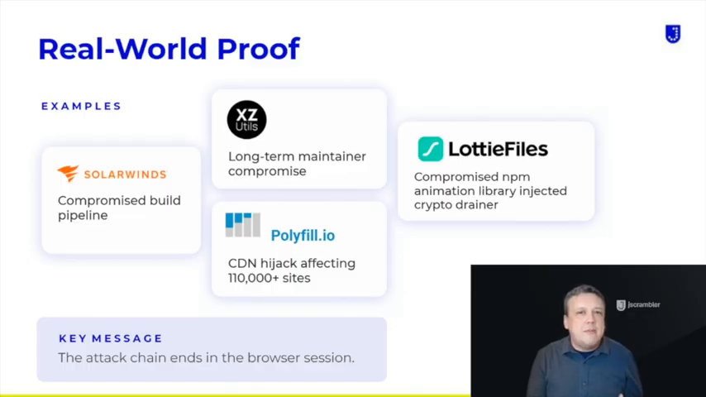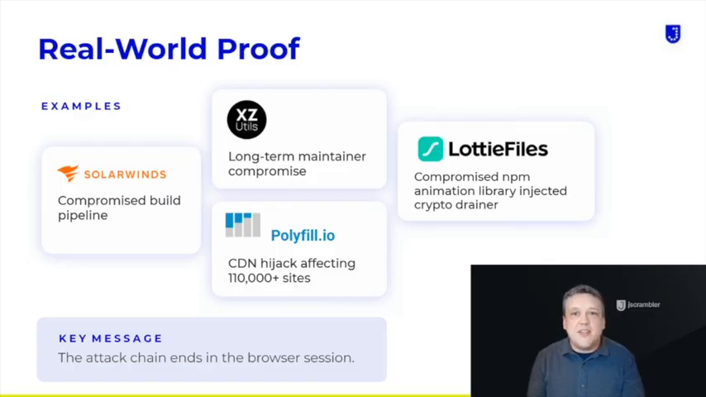This is the one that really demonstrates how mature these attacks are becoming. LottyPlayer is a widely used animation library with tens of thousands of weekly NPM downloads. In October 2024, attackers phished a maintainer's NPM credentials and used that access to publish a compromised version of the package. Sites that pulled the tainted update had a crypto wallet drainer injected into their pages. It prompted visitors to connect their wallets, and then it siphoned the funds. The attack window was only a few hours before it was caught, but the damage was immediate.